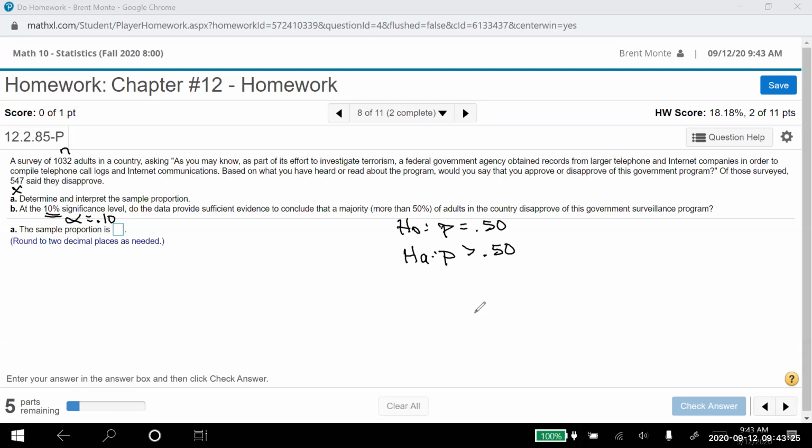But actually, the problem says, what's the sample proportion? Well, we know the sample proportion, that's P hat, that's just X over N. So this, we're just going to have to do a little calculating. 547 of the 1,032.